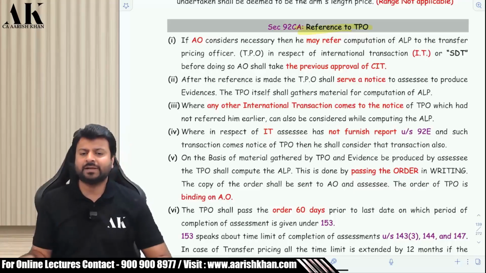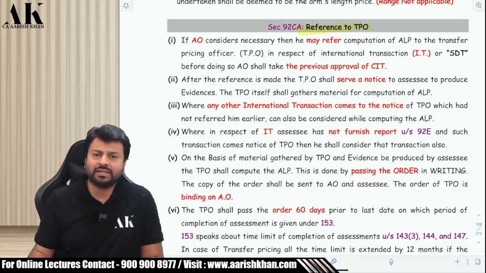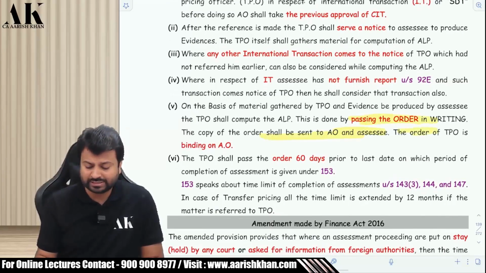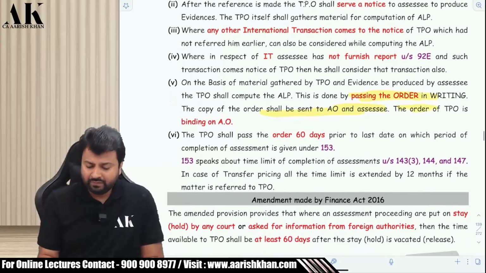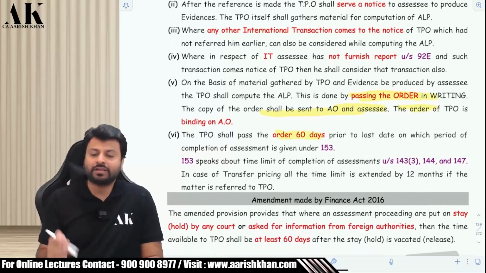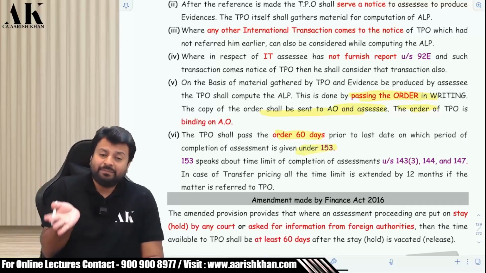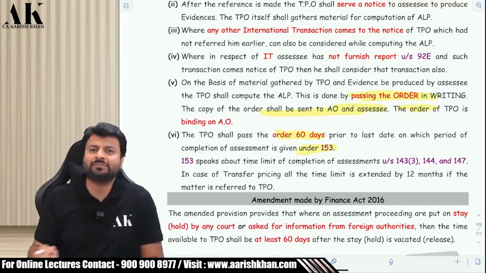Now, what will the transfer pricing officer do? How will he compute the arm's length price? He will compute the arm's length price by passing an order in writing, and he will send that order to the AO and also to the assessee. By when will he pass the order? He will pass the order at least 60 days prior to the completion of assessment. Whatever is the time limit to complete the assessment, he will pass the order at least 60 days prior to what?